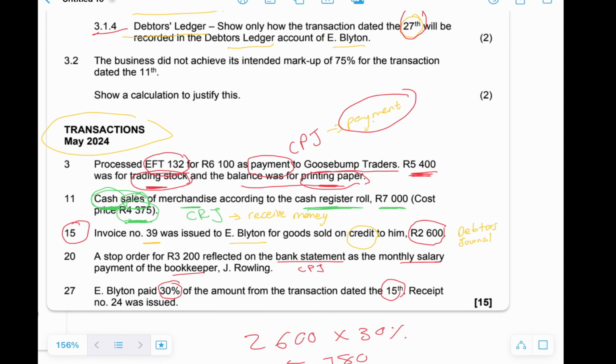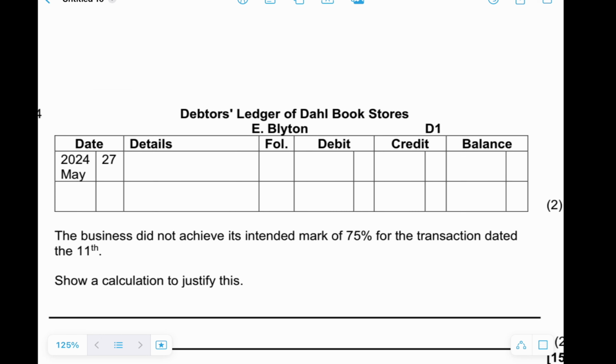So in the debtors ledger, we have to show the account of E. Blyton and how much he owes us currently. This is the debtors ledger of Dial Bookstores, and this is the account of E. Blyton. They already gave you a date. So under details, you have to say receipt number 24, because that's the receipt we gave him when he paid. Now we have debit, credit, and balance.